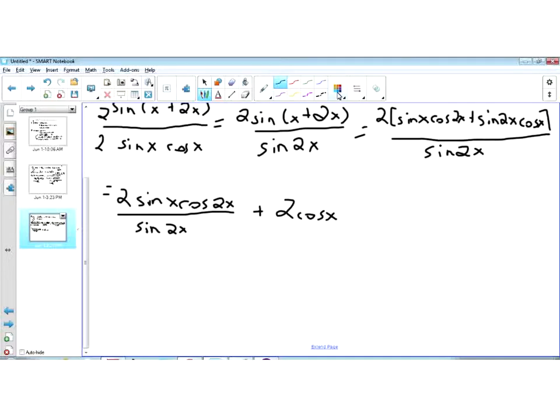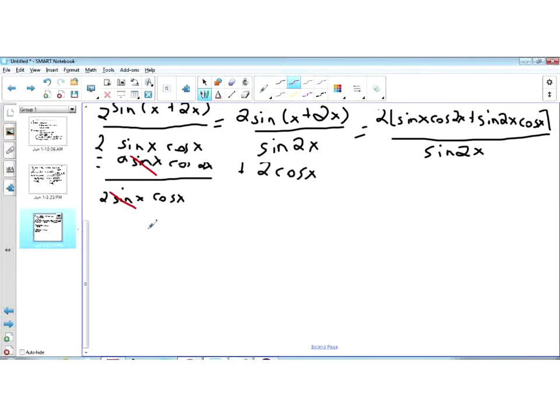All right, so let's see here. What can we do with this? Well, I guess we'll have to expand this back out. So we'll have 2 sine x cosine 2x over 2 sine x cosine x plus 2 cosine x, and the 2 sine x's will cancel. So cancel, cancel.